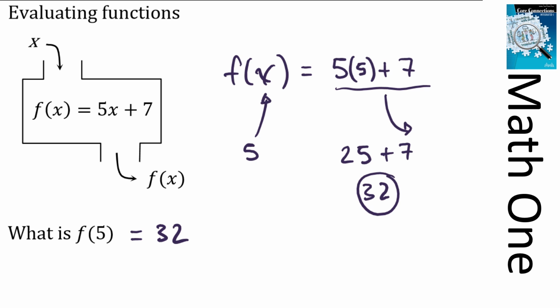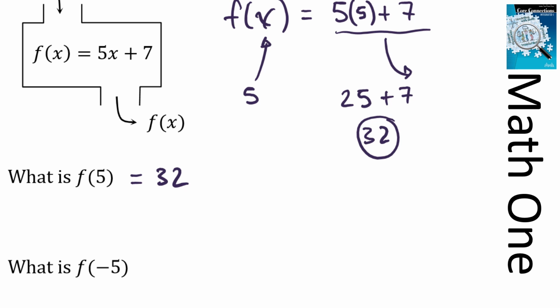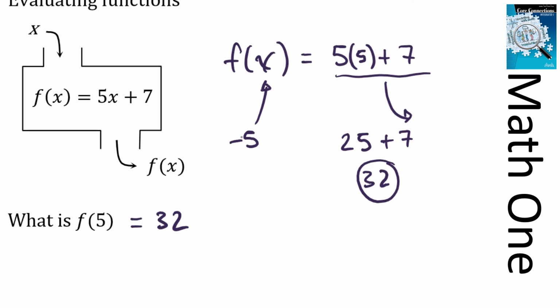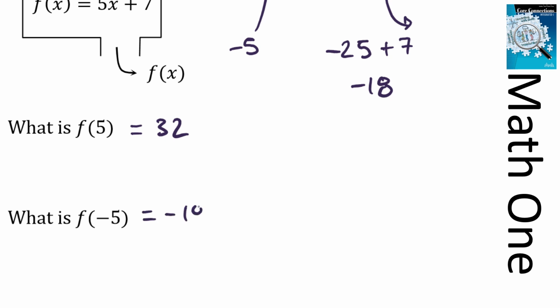The next question right below says, what is f at negative 5? Well, it's doing the exact same thing, except this time instead of putting in a positive 5 as an input, now we're going to be placing the number negative 5 in as our input. So all of a sudden this is now negative 25 plus 7. And if I have negative 25 and I add 5 to it, I'm sitting at negative 20, and then I add 2 more and I'm at negative 18. So if I place negative 5 into this function, it produces an output of negative 18.